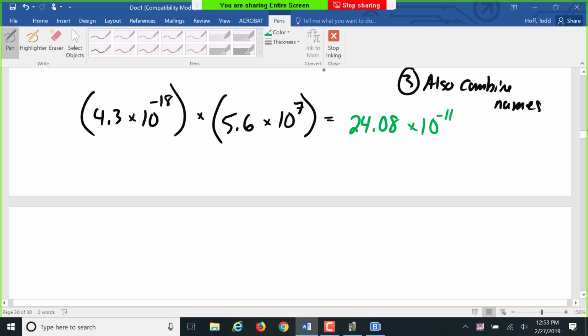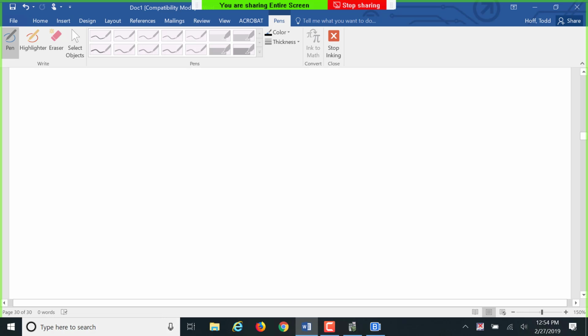Now that has to be adjusted because we now have two digits in front of our decimal point. What's it going to become? 2.408. Good. Times 10 to the negative 10. Good. The number got smaller. Went from 24 to 2.4. Power gets larger. So negative 11 plus 1 is negative 10. Division.